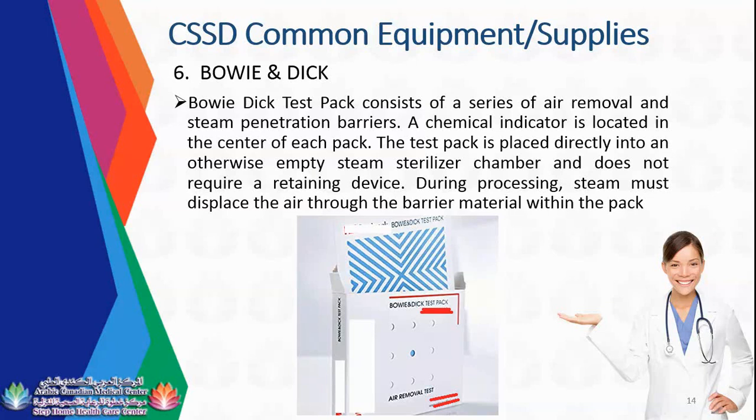So the test pack is placed directly inside the machine, at the bottom part of the machine near the door, away from the drainage. This test pack, the Bowie and Dick test, will test your autoclave machine for air removal and steam penetration for solid instruments. So the Bowie and Dick test is a test for steam penetration and air removal for solid instruments.